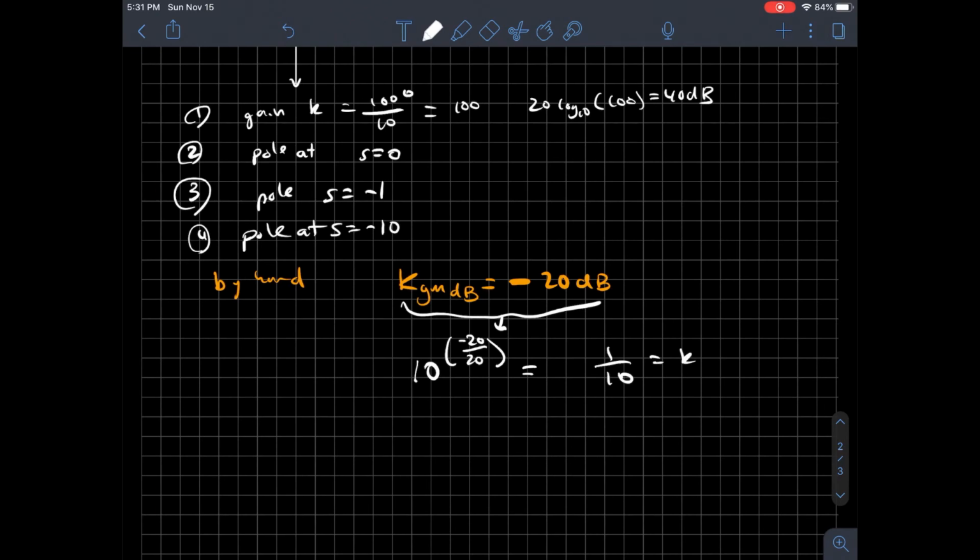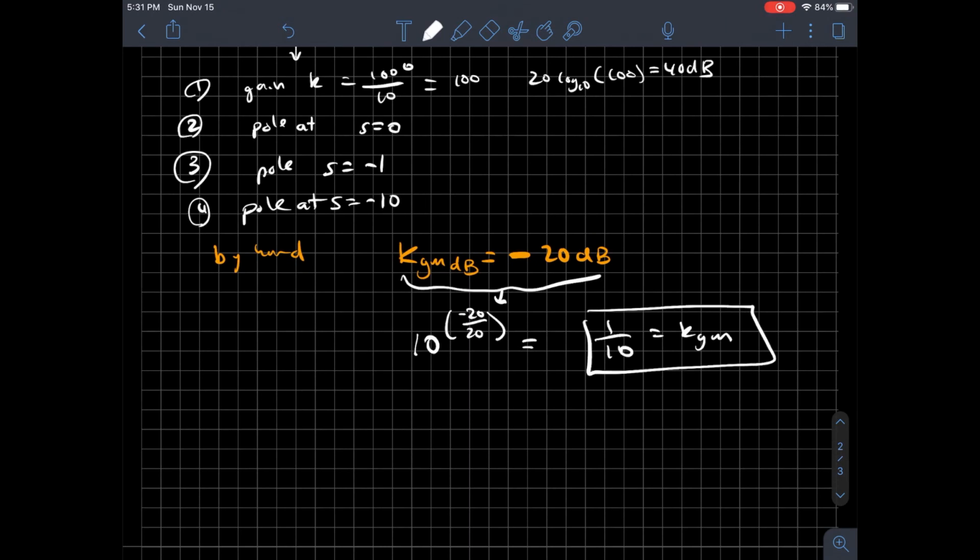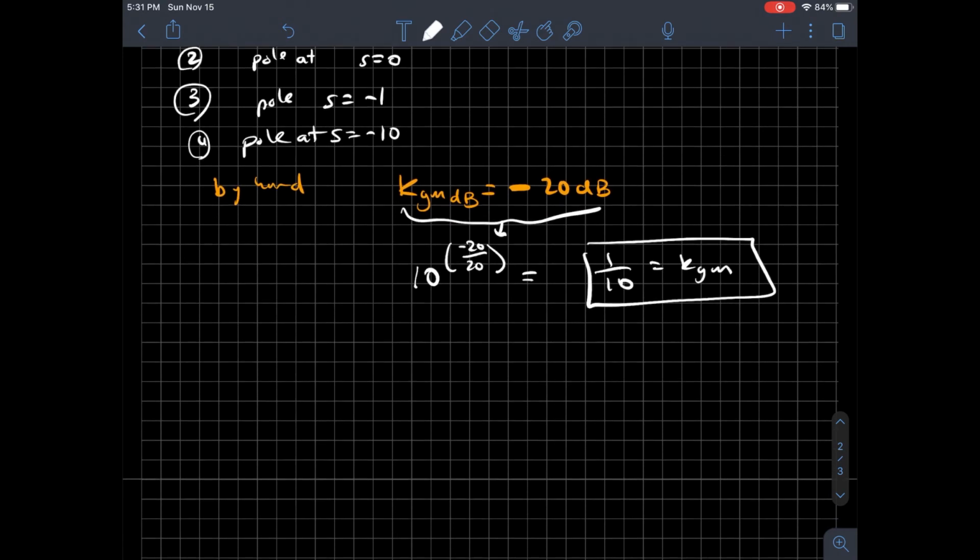And that's my K gain margin. What that means is that in order to make this system stable, I have to reduce the gain in the system by a factor of 10.